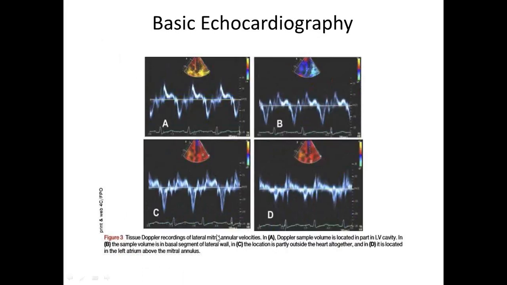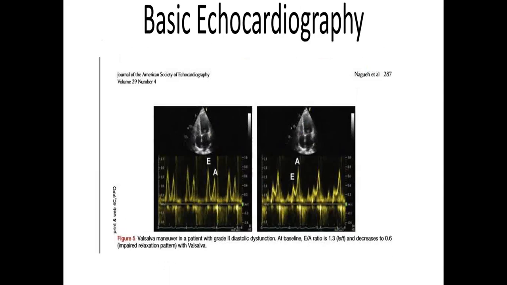For the lateral mitral annulus velocity, again, proper positioning is important. It has to be at the lateral annulus. You don't want to put it in the basal segment of the lateral wall. Sometimes you can put it outside of the heart. So make sure you put your sample volume at the correct position, lest you give the patient all sorts of diagnoses which don't really exist.